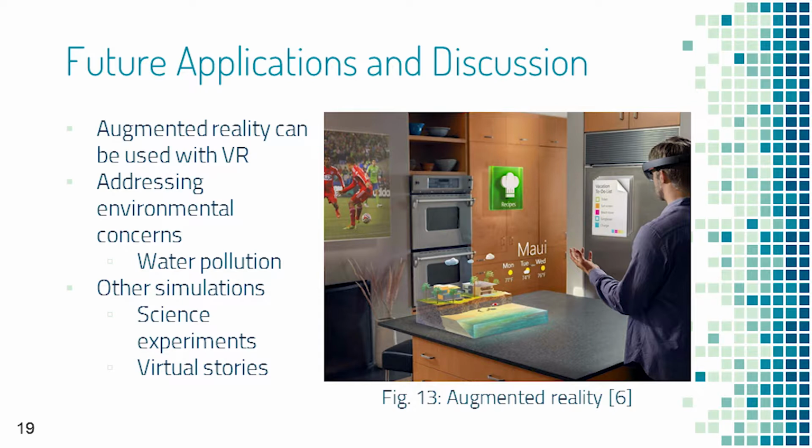As well, you could address environmental concerns, such as water pollution. In Splash Sim itself, you can show the harmful effects it has on marine life and the environment. Additionally, other simulations could be like a science experiment, for example, physics simulators or virtual stories, which would give you another sense of immersion, so it can help you learn in places that are difficult to create in real life.